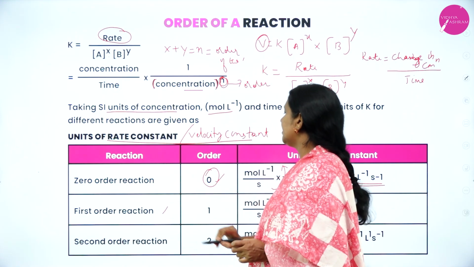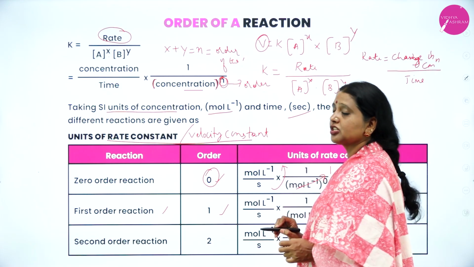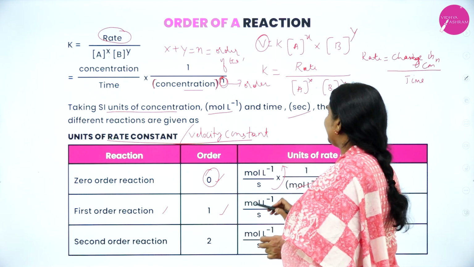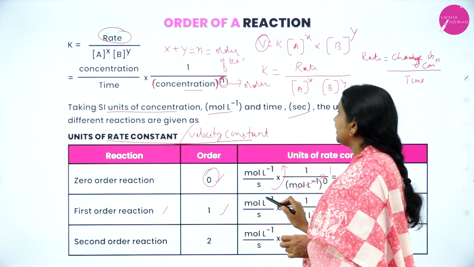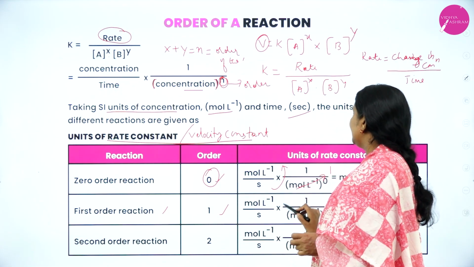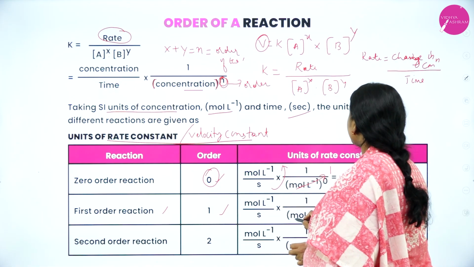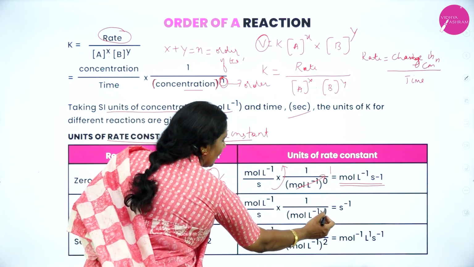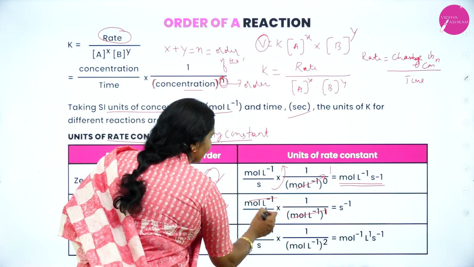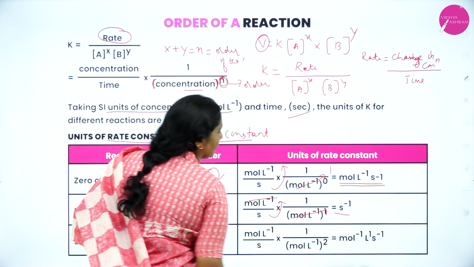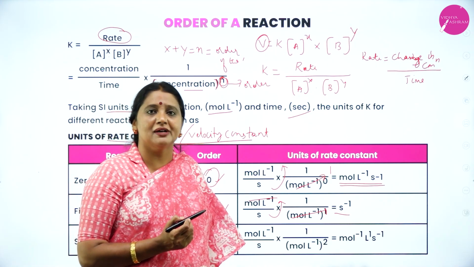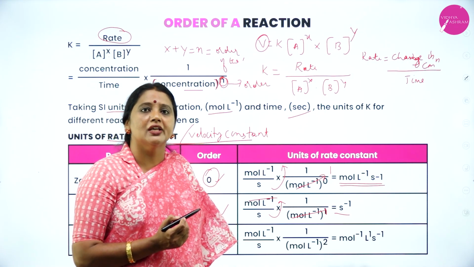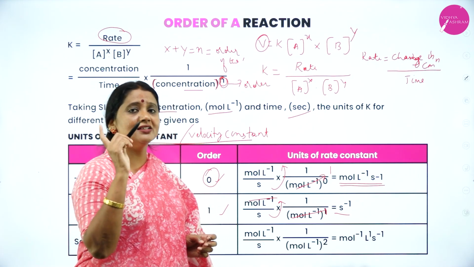Next, I will consider a first order reaction. What's the order of a first order reaction? Order is equal to 1. So, now in place of concentration, I will put mole per liter. In place of time, I will put second into 1 by, in place of concentration, mole per liter, and order is 1. This gets cancelled, second goes to the numerator, it will become per second. The unit of rate constant of a first order reaction is per second.